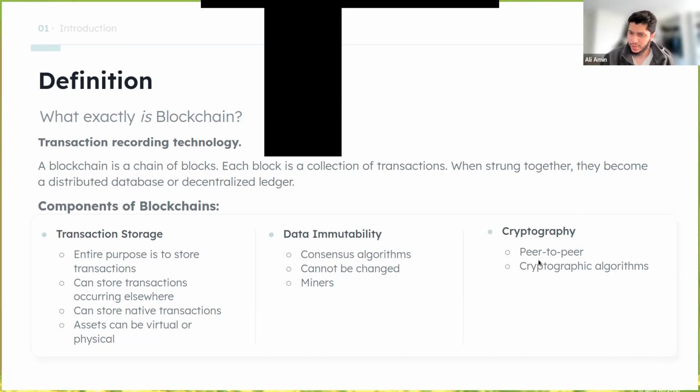The next thing is cryptography. All blockchains are peer-to-peer, and they involve cryptographic algorithms. Do you have any questions about this?